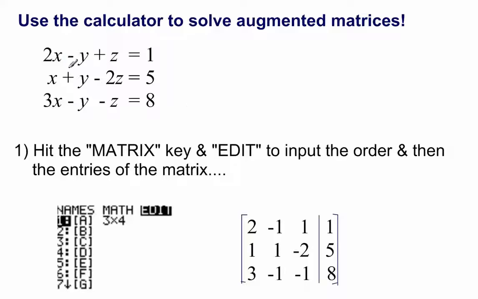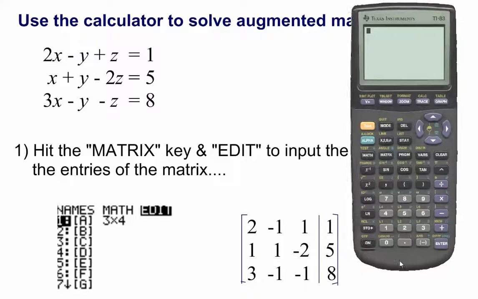So here's a system of 3 equations and 3 variables. Now just take all those coefficients and make them into this matrix down here. This is a 3 by 4 matrix. That order is important. Now to get in the calculator, you've got to find your matrix button.